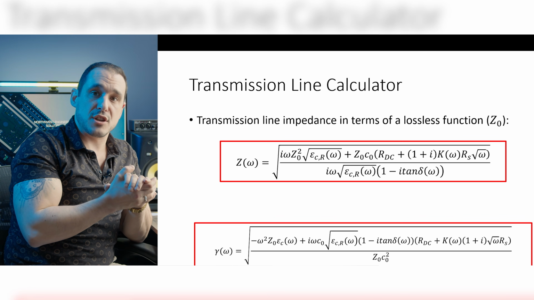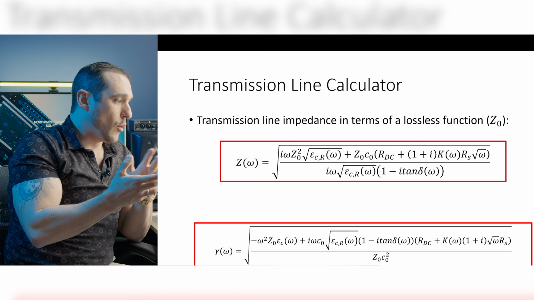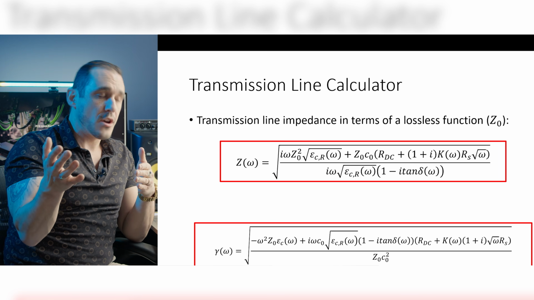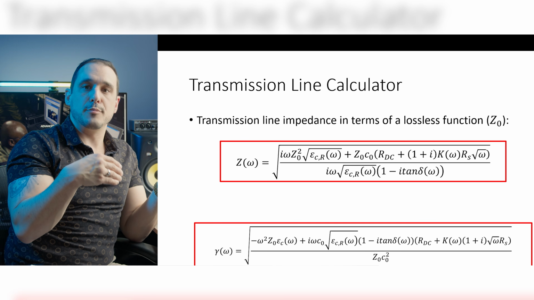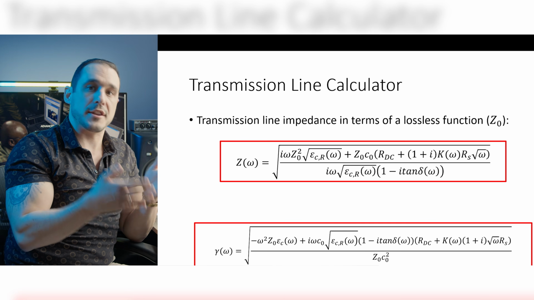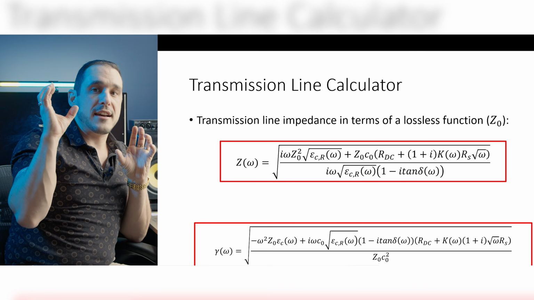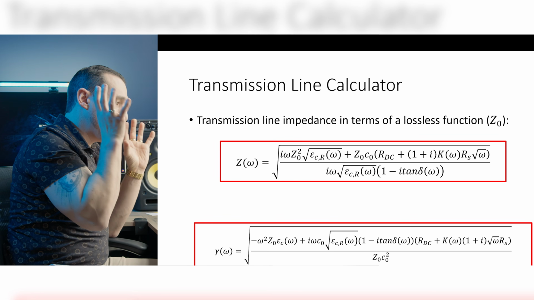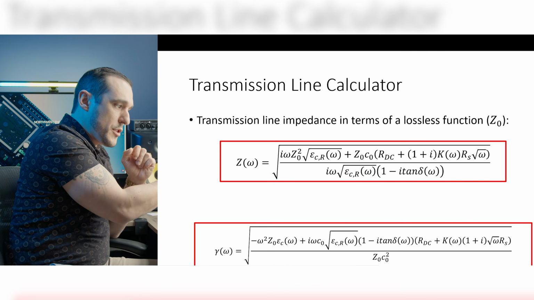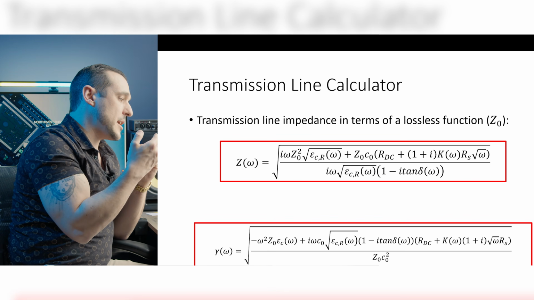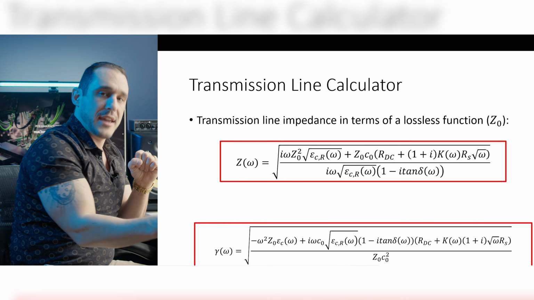or it could be the IPC 2141 equations, or it could just be an empirical model that you have available from measurements, or it could be the value that you pull out of a calculator, for example, in the Layer Stack Manager in Altium Designer. Regardless, you have a lossless value and you can plug that into this equation along with all of these other material parameters, and that's going to give you the lossy impedance and the lossy propagation constant.